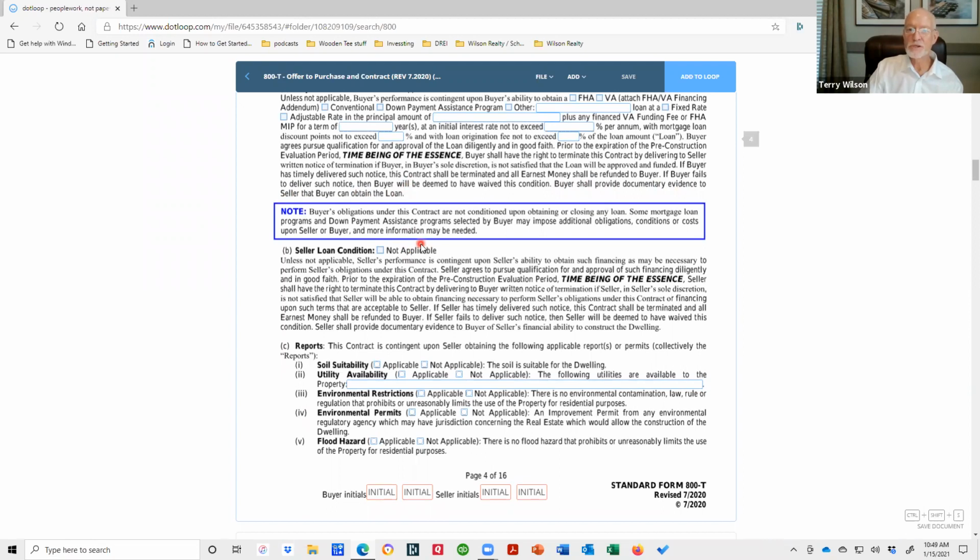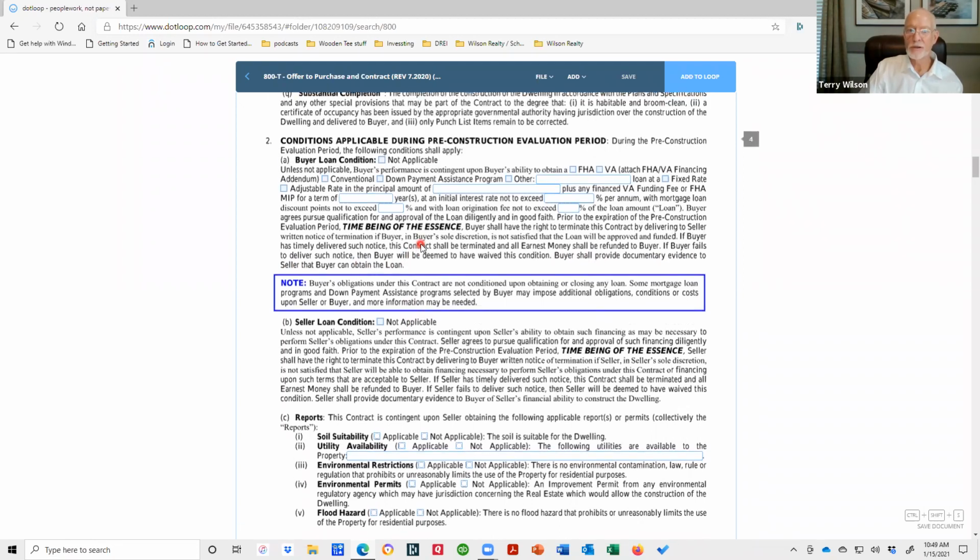However, what's bizarre about this contract is the buyer's obligations under this contract are not conditioned upon obtaining or closing any loan. This whole section is just FYI. It's really kind of weird. It's not saying whether you're going to get a loan or not. All it's saying is if you're going to get a loan, you better get it, and you better get it during your pre-construction evaluation period, and you better tell the seller that you can get it. But if you can't get your loan and you don't say anything, tough noogies, buyer, you're in breach of contract.